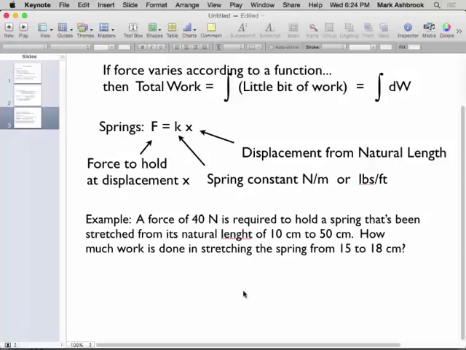Okay, so if we're going to do this problem, we need to know what the spring constant is. And that's what that first piece of information is for. The force of 40 newtons is required to hold a spring that's been stretched from its natural length of 10 centimeters to 15 centimeters. That piece of information is to get us the particular k value for this spring. Okay, so how would we solve then for k?